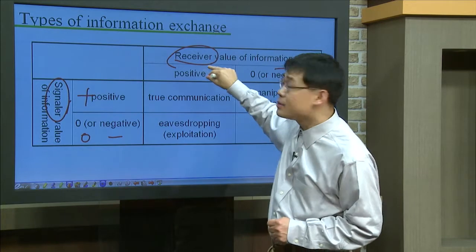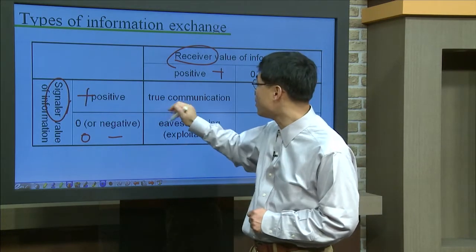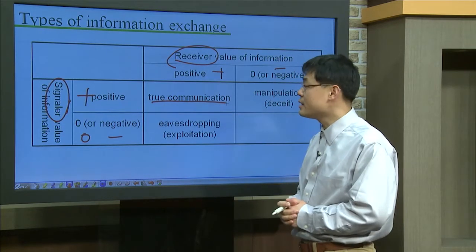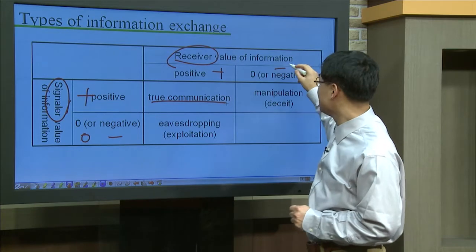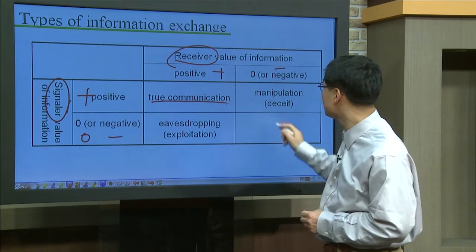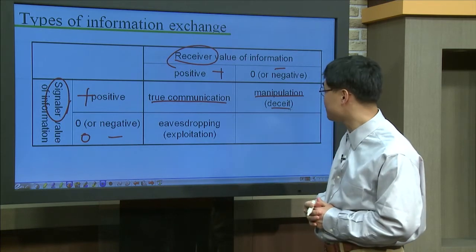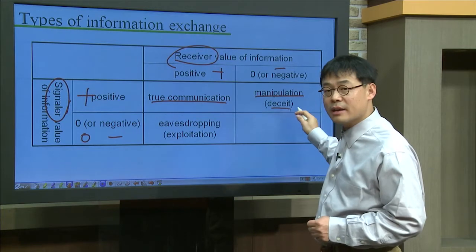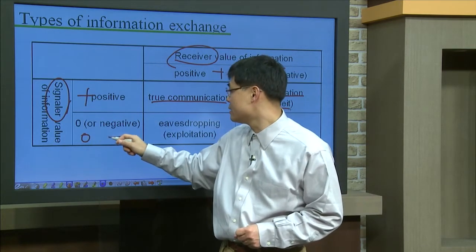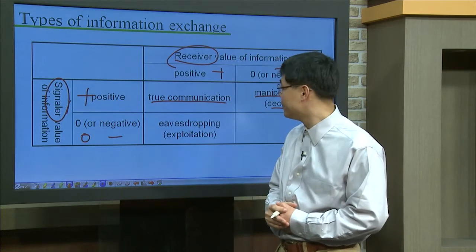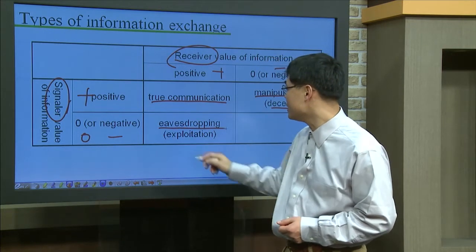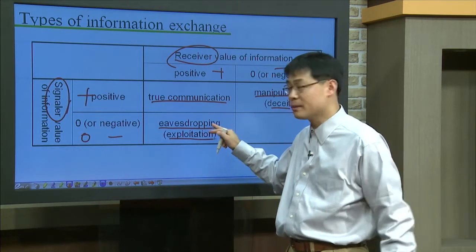If both signaler and receiver increase their fitness at the same time, it's called true communication. That's the real communication that we talk about. But if the signaler increases its fitness, whereas the receiver has no increase of fitness or a negative change of fitness, it is called manipulation or deceit, and we just had the example in the firefly. We can have another situation here: the signaler decreases the fitness or has no change, whereas the receiver increases his fitness, and that's called eavesdropping or exploitation. I'll give this example later on.